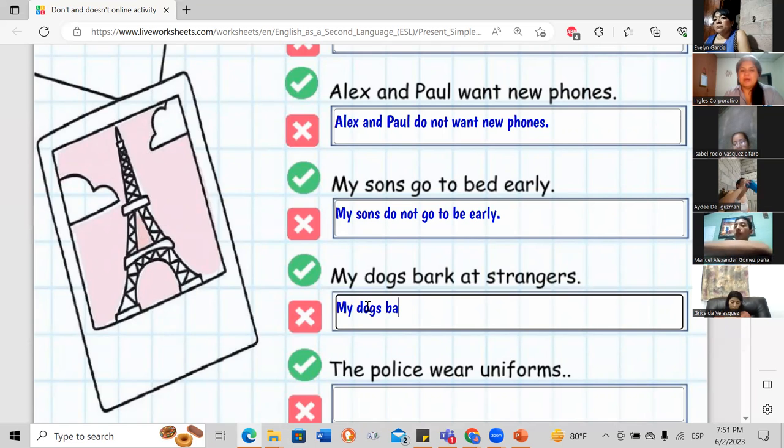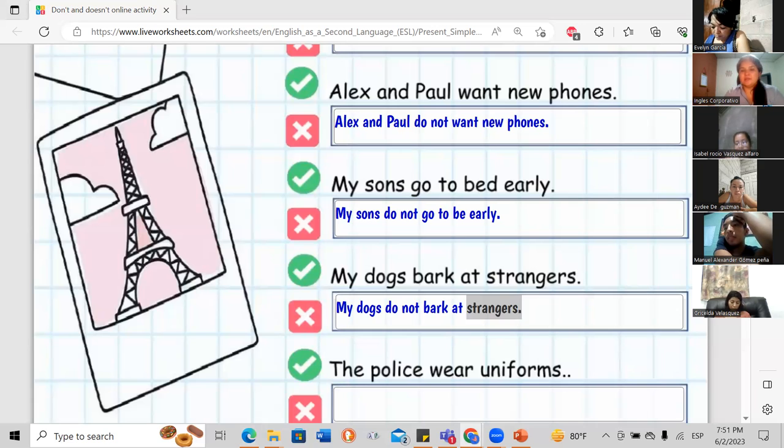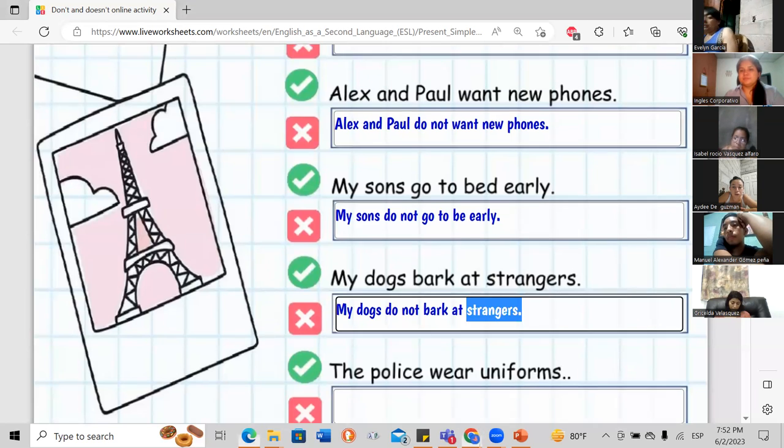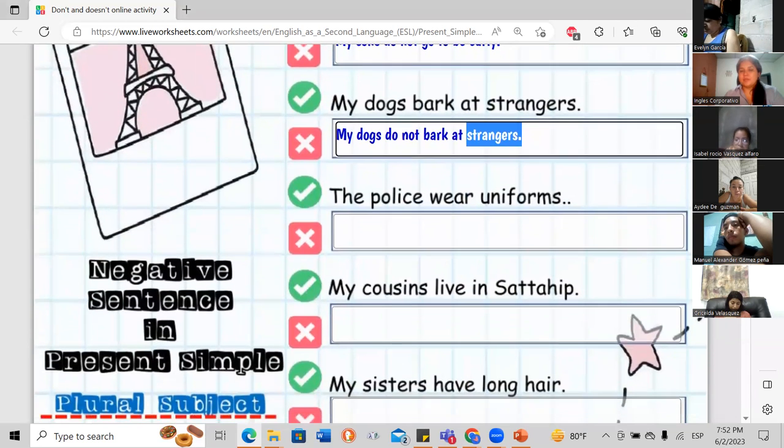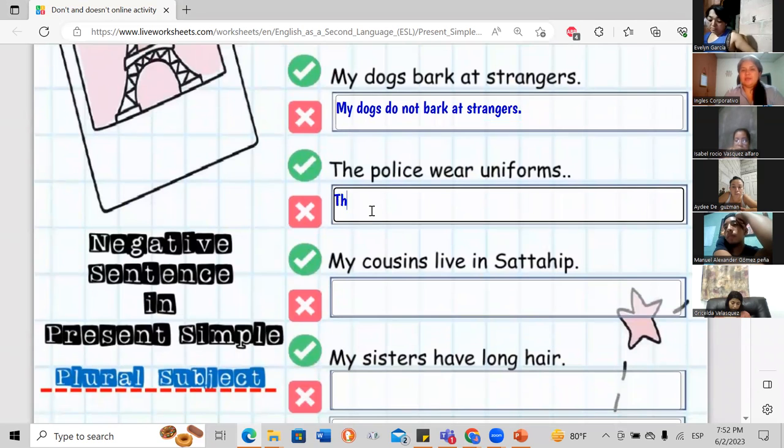Okay. My dogs do not bark at strangers. Stranger or strangers? Strangers. Let me double check. Strangers. So thank you. Stranger. Stranger. Okay. Extraños, right? Okay, the police.